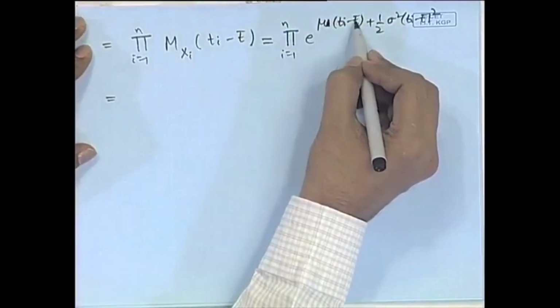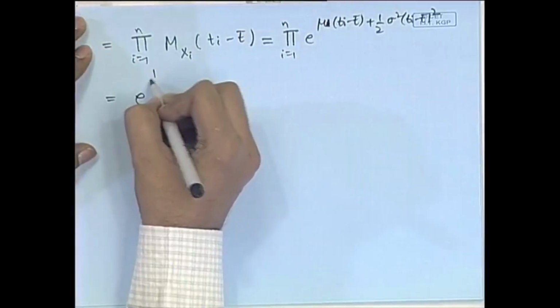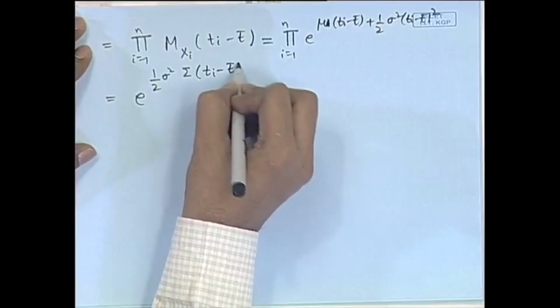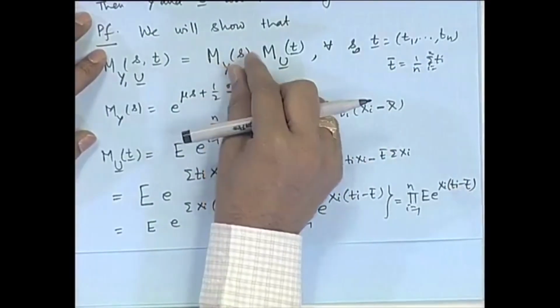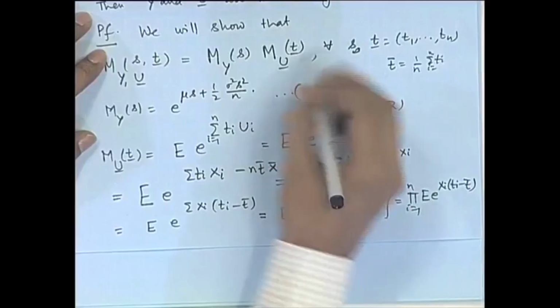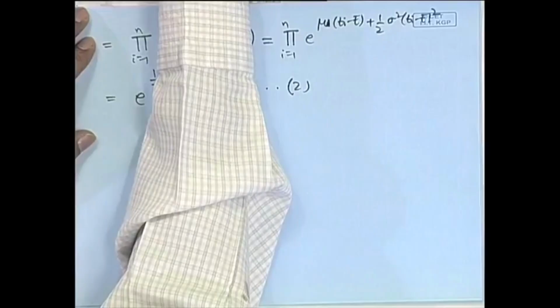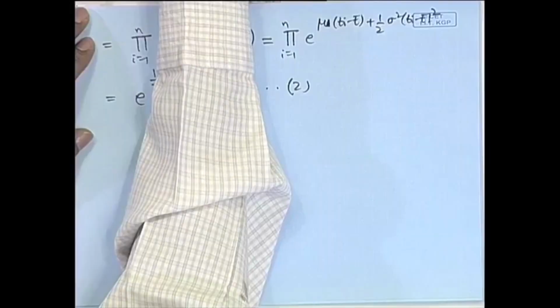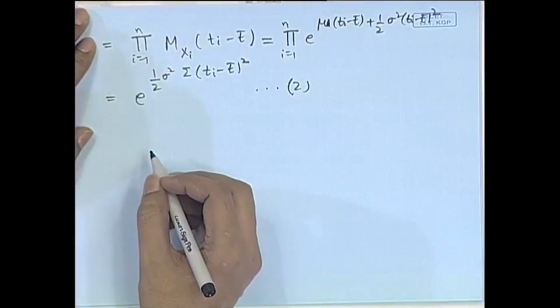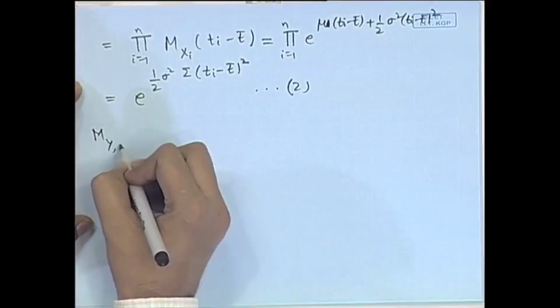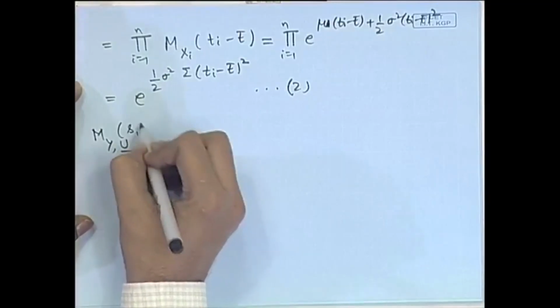So, the first term vanishes and the second term becomes e to the power half sigma square sigma (t_i minus t bar) whole square. So, we have calculated the right hand side here, that is M_Y(s) is calculated here, M_U(t) is also now calculated. Now, we calculate the joint MGF of Y and U at a point s and t. So, M_YU(s, t).